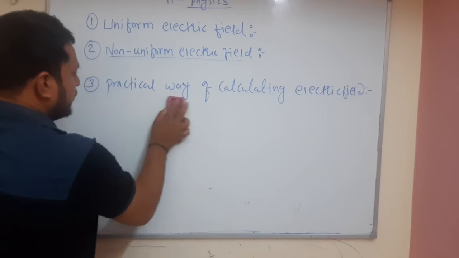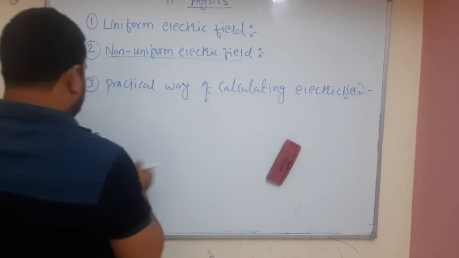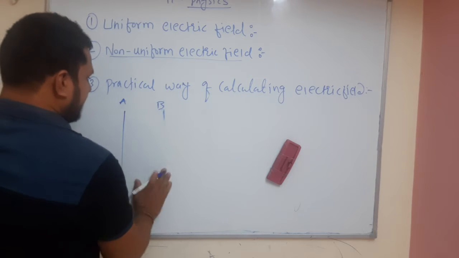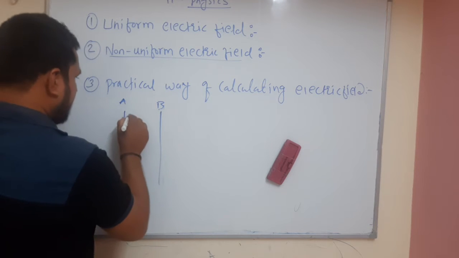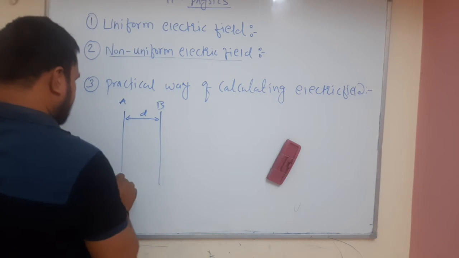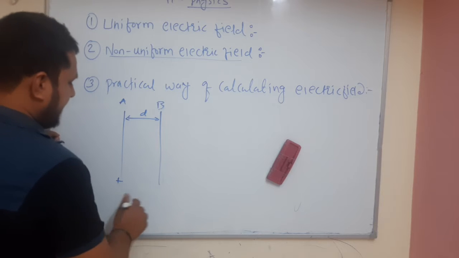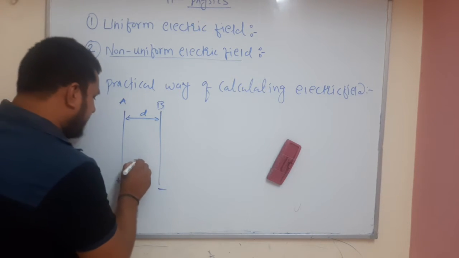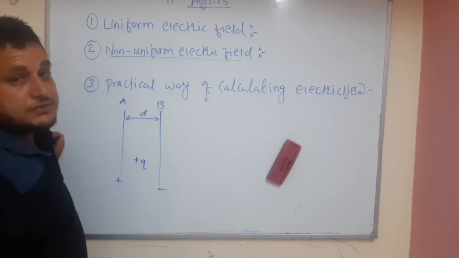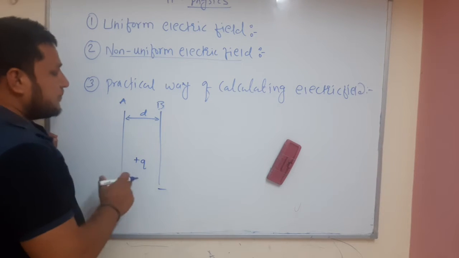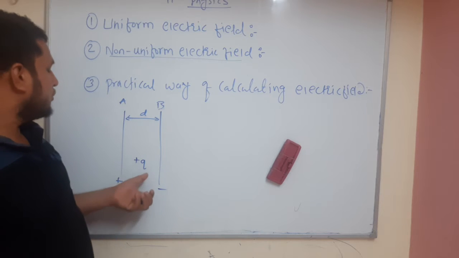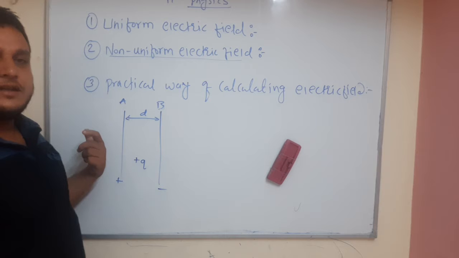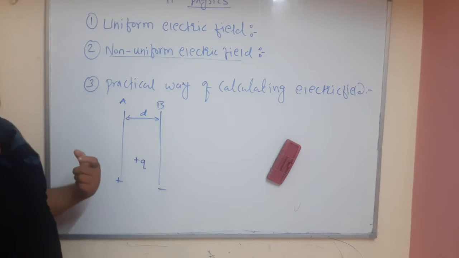Suppose I have two plates A and B, and D is the distance between them. Plate A is positive and plate B is negative. Now somewhere here I have a positive charge Q. If this positive charge is moved toward A, then work is done.